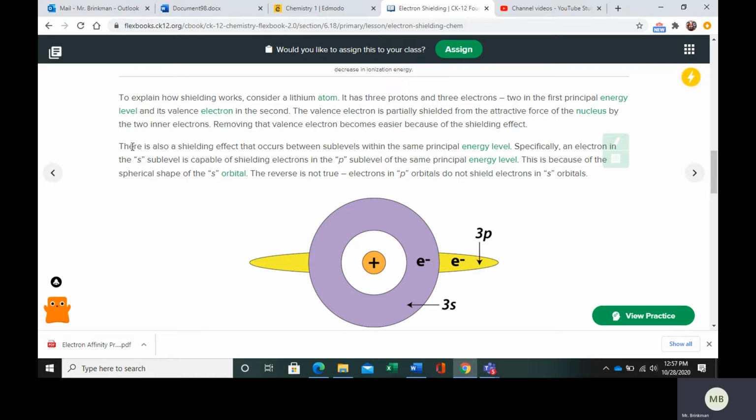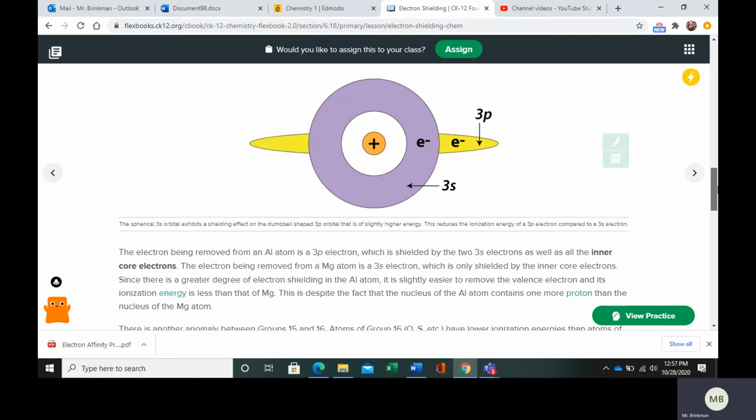So there's also going to be a shielding effect that occurs between sublevels within the same principal energy level. An electron in the s sublevel is going to shield the electrons in the p sublevel. So the 2s electrons are going to shield the 2p electrons. 3s electrons shield the 3p electrons. 4s shield the 4p. So that's basically what they are talking about.